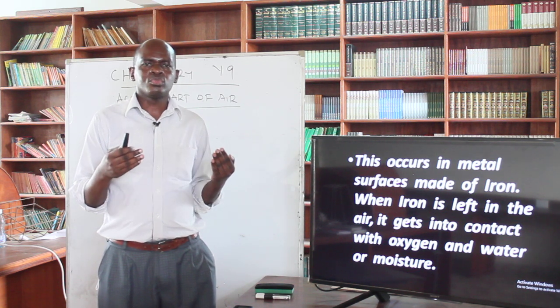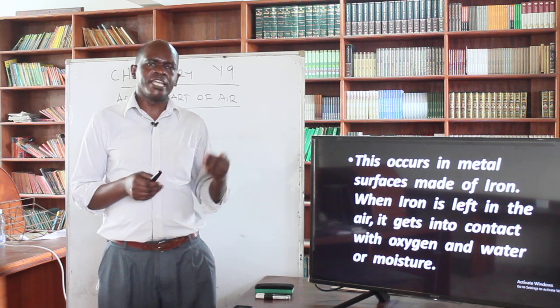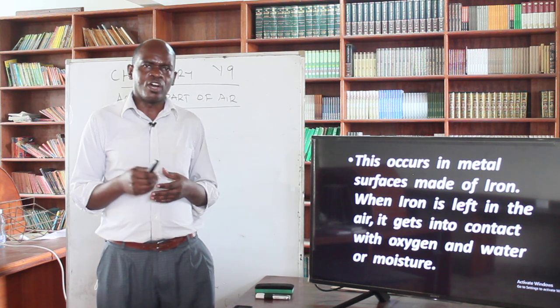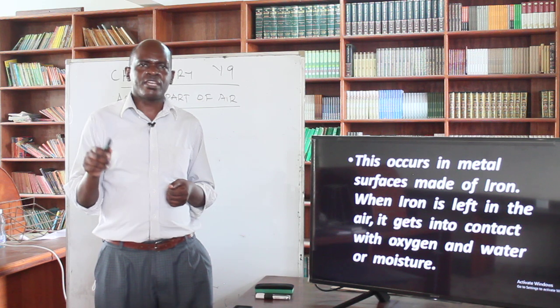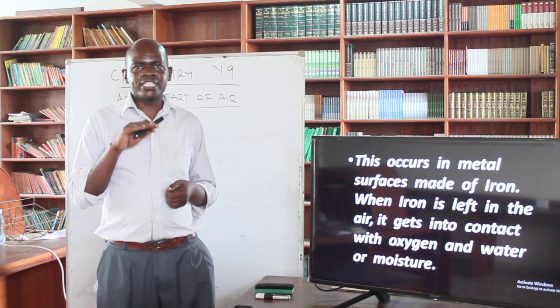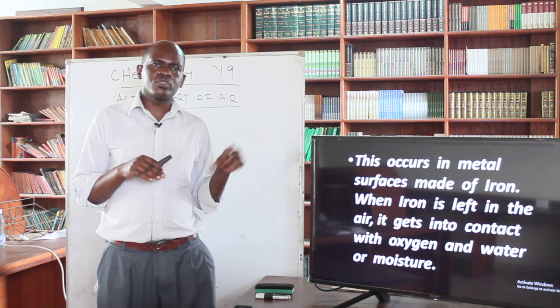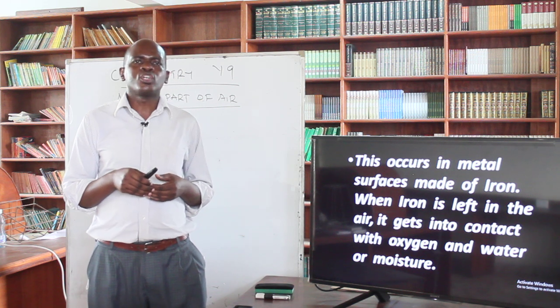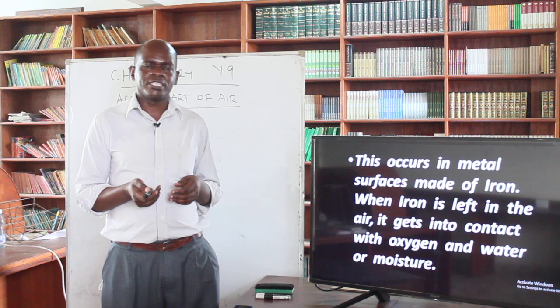So when these two are available in the atmosphere, and iron is left in the open, automatically the surface of the iron will be corroded, starting from the upper part. And if this metallic iron is continuously left in the atmosphere, the corrosion will spread deeper into the metallic material.